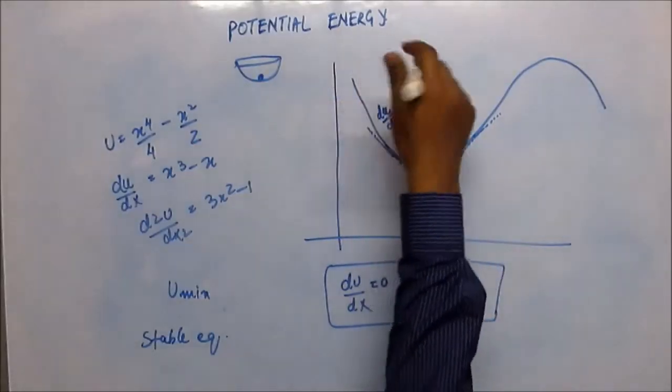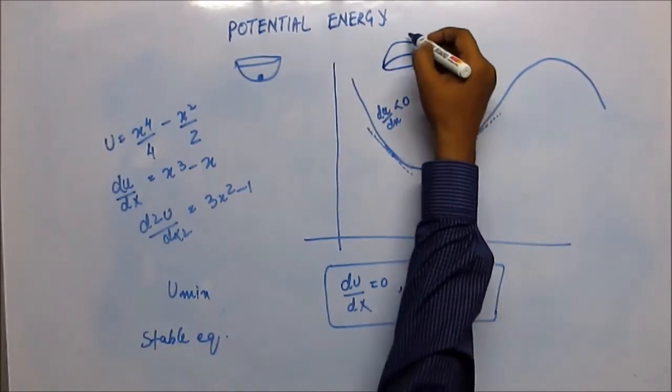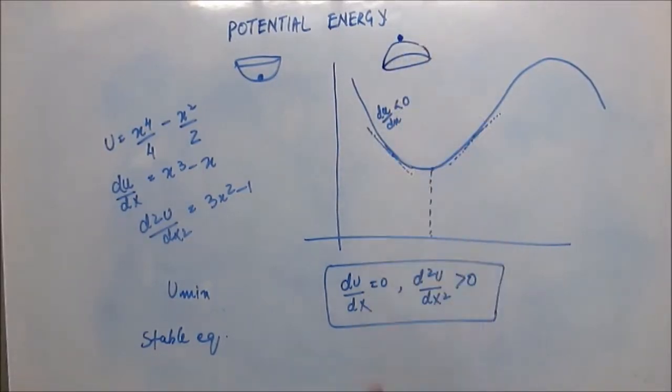If you just put this bowl upside down and somehow we manage to keep the ball at the top, now any nudge to that ball is going to result in that ball falling to the bottom. This kind of situation is unstable equilibrium.